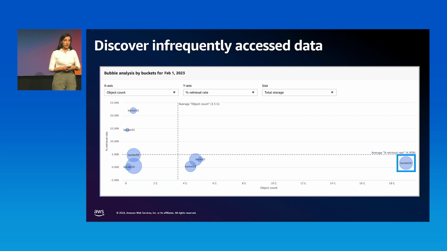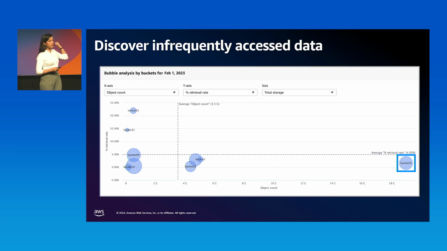This is a bubble chart that helps you compare your buckets across 3 dimensions. Each bubble represents a bucket. The bigger the bubble, the more data that bucket has. On the x-axis, we have object count. So the further towards the right the bubble is, the more objects there are in that bucket. And on the y-axis, we have retrieval rate. So the higher up you see a bubble, the more frequently that data is accessed.